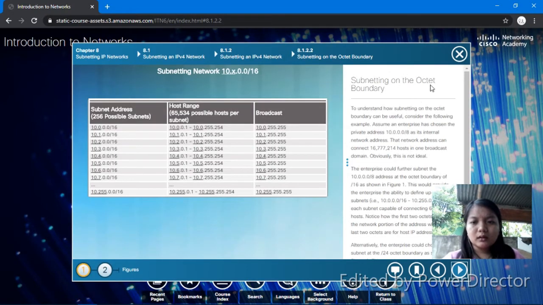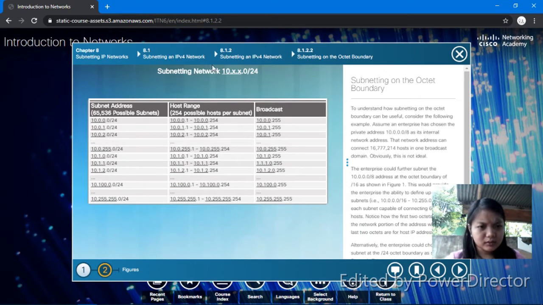Subnetting on the octet boundary. To understand how subnetting on the octet boundary can be useful, consider the following example. Assume that the enterprise has chosen the private address. So this one is the subnet address, this one is the host address, and these are the broadcast. So let's try this one. So the possible.